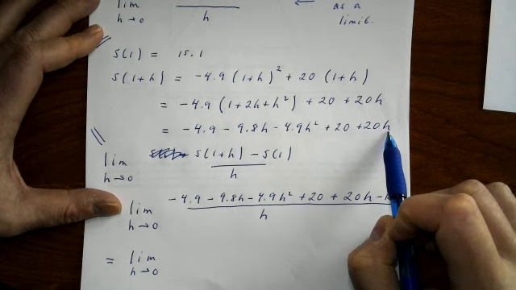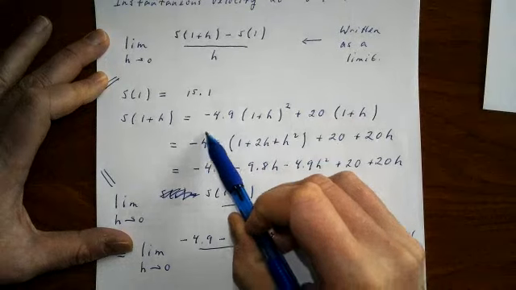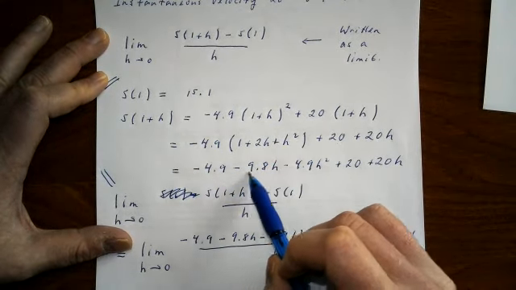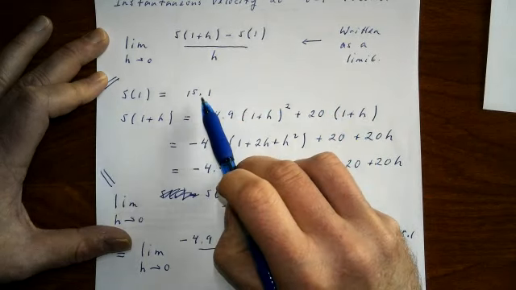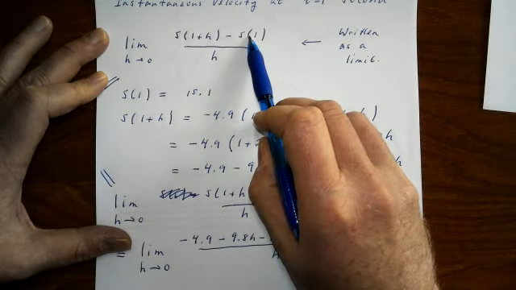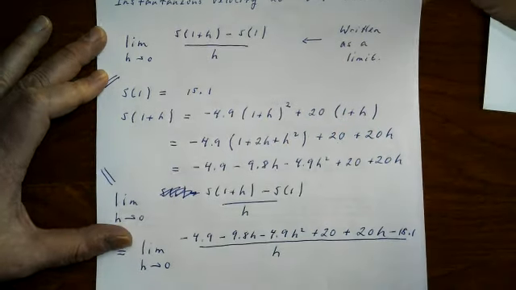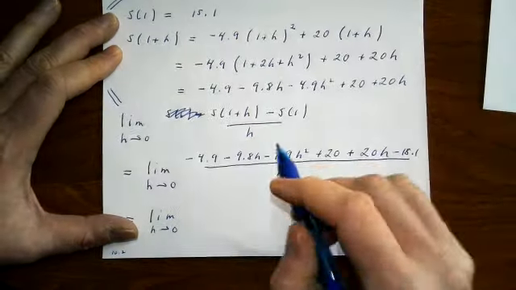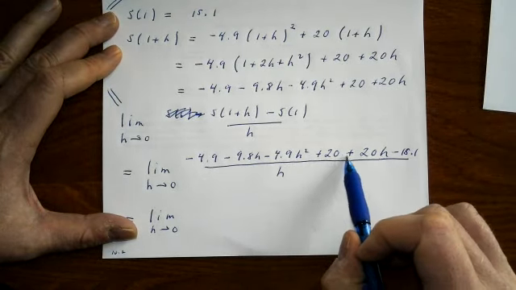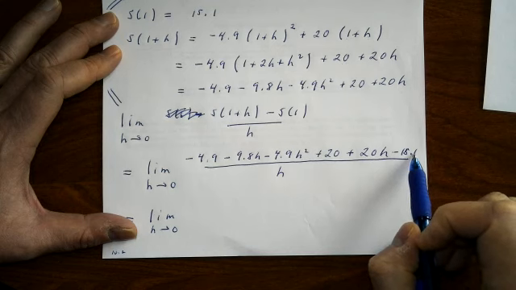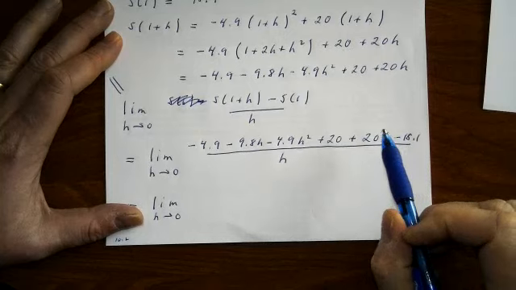Now these were my little side calculations. What I'm going to do at this point is take the simplified version of s of 1 plus h, substituted in here, and s of 1, substituted in here. I'm going to simplify, divide by h, and let h go to 0. So here is s of 1 plus h, which I have substituted in here, and then I subtract s of 1. That's a 15.1. Now I'm going to do a little bit of algebra here.